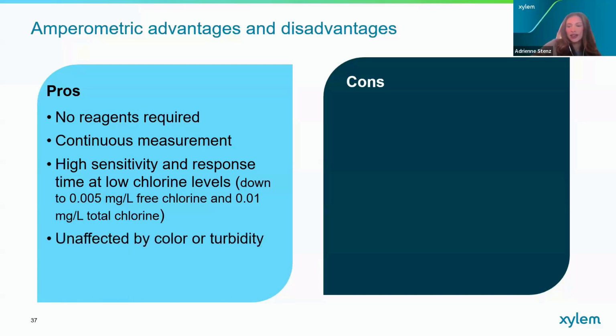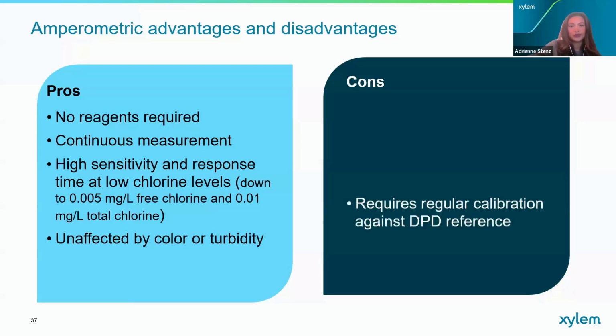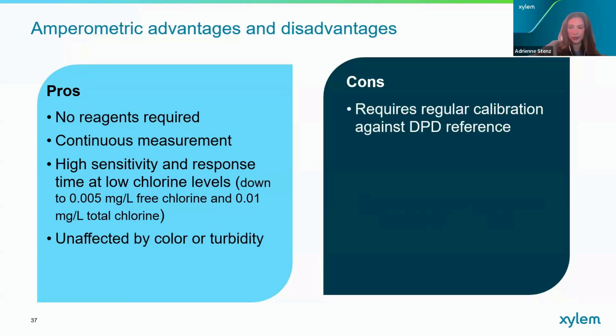And finally, they're unaffected by the interferences that affect DPD analyzers, including color or turbidity, so they can give a clean signal in places where the colorimetric method might have interferences. Now, in terms of cons, they do require regular calibration against a reference method like DPD. So though you don't have to replace reagents monthly, you do have to calibrate them monthly.